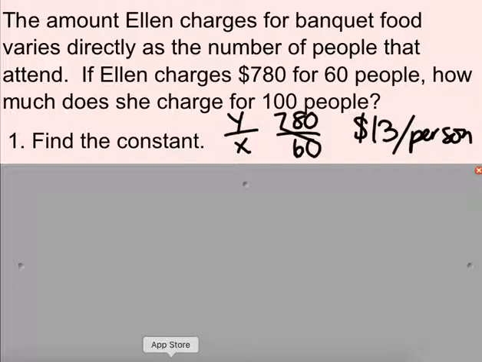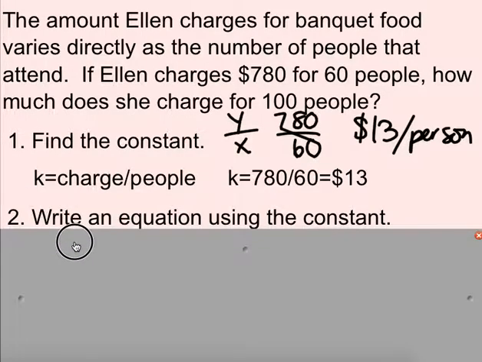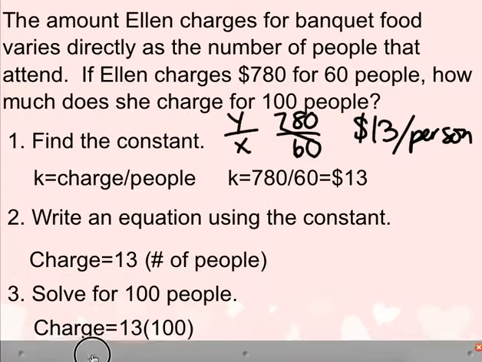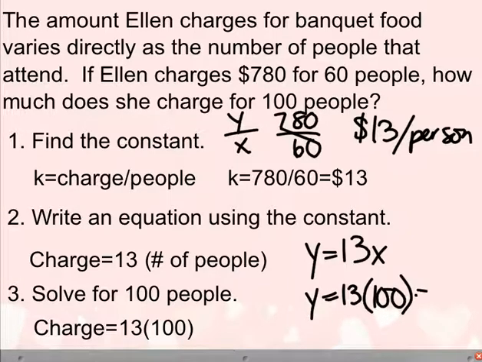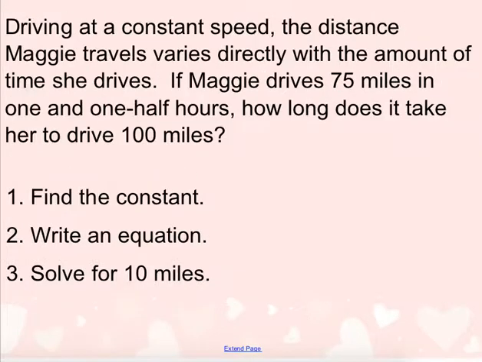Okay, so we have found the constant. It's $13 for every person, which means we write an equation. So we say y is equal to 13x. So if we solve for 100 people, x is our people, so we say y equals 13 times 100, or $1,300. That's how much it's going to cost for 100 people to come to this banquet.